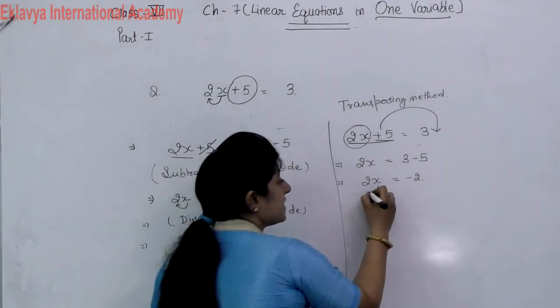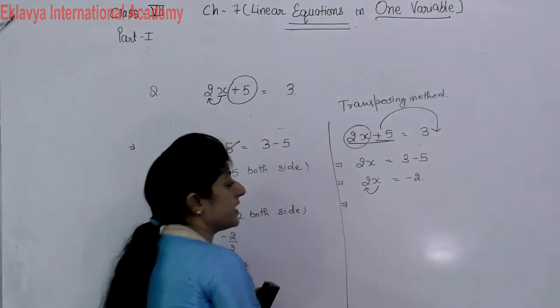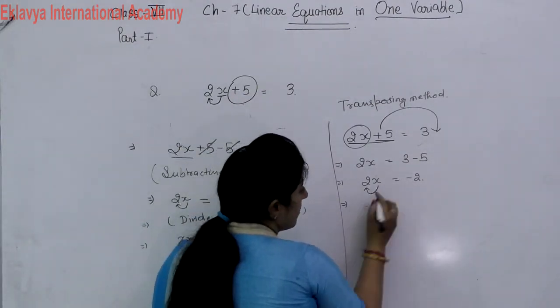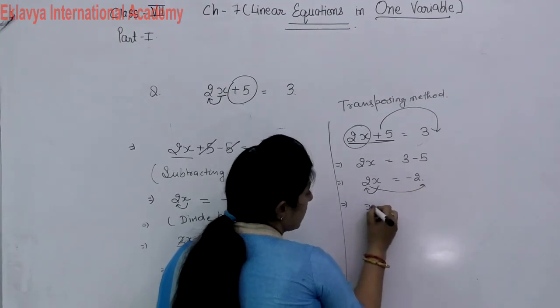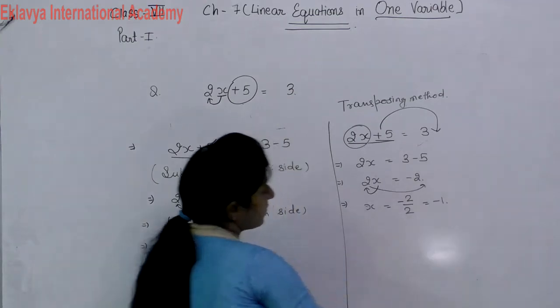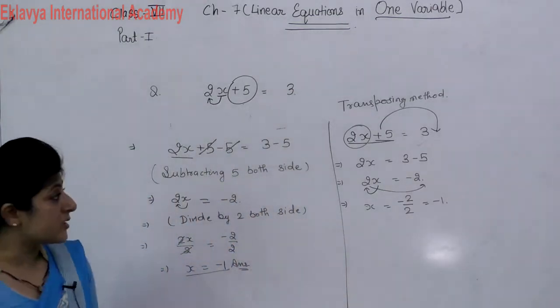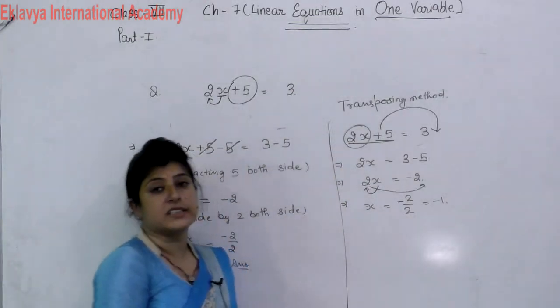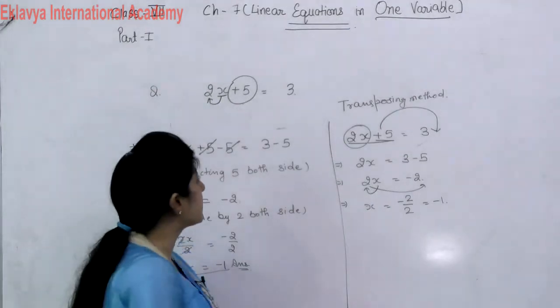Now see here, this is in multiplication, which means when you transpose it, it will come in division. Then your answer is -1. So in the transposing method we will do it like this. One more example, see.